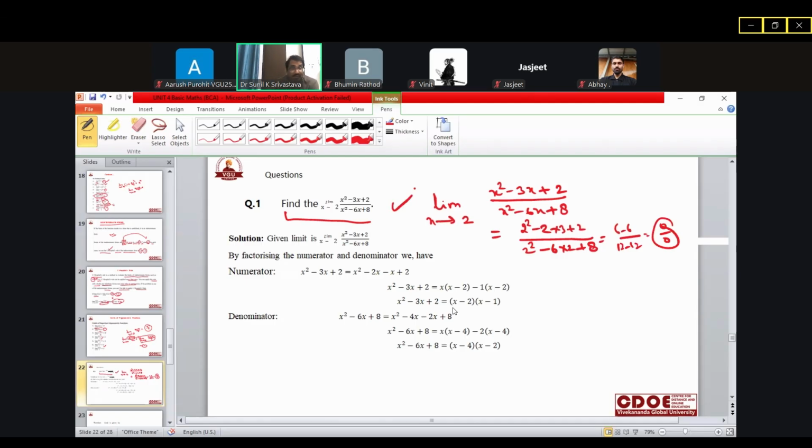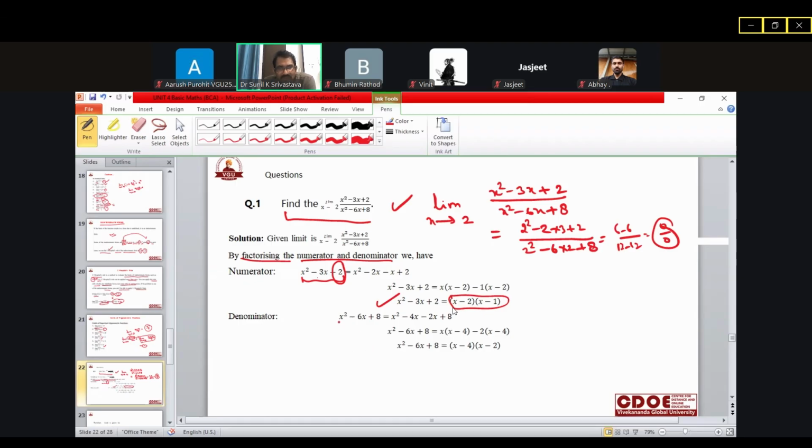So what do I have to do here? We have to cancel the common factors. So we can discuss the factorization method in the numerator and denominator parts. Take the numerator part, x square minus 3x plus 2. Take factors of 2 in such a way that the sum is 3. So we take 2 and 1, so the factors are x minus 2 and x minus 1. I think you are all familiar with this one.